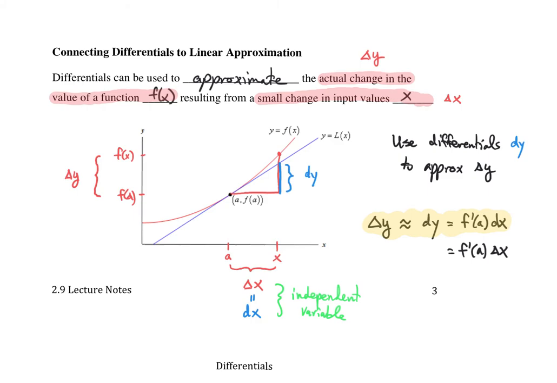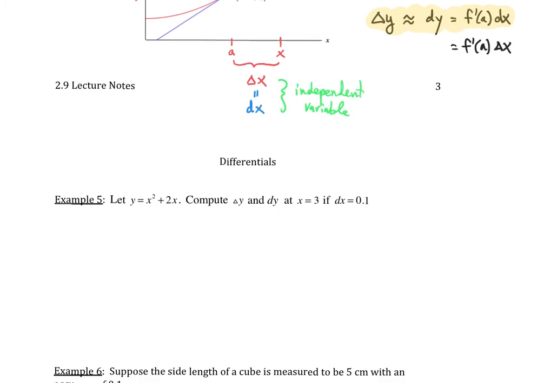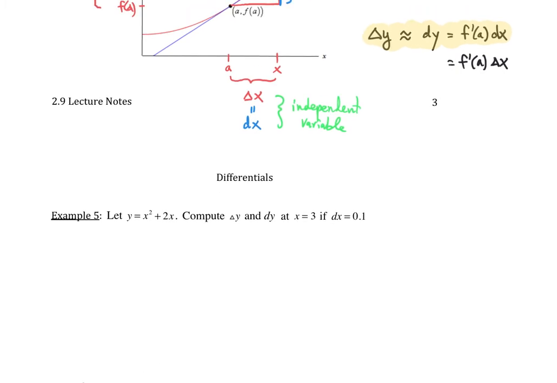Let's take a look at an example. Let's look at example 5 here. They give me a curve, like the red curve I have up above, and they're saying y is equal to x squared plus 2x. We want to compute delta y, and we want to compute dy at x equal to 3 if delta x or dx is equal to 0.1. Let's calculate delta y first. So maybe I'll do this in red so it matches our picture up above there.